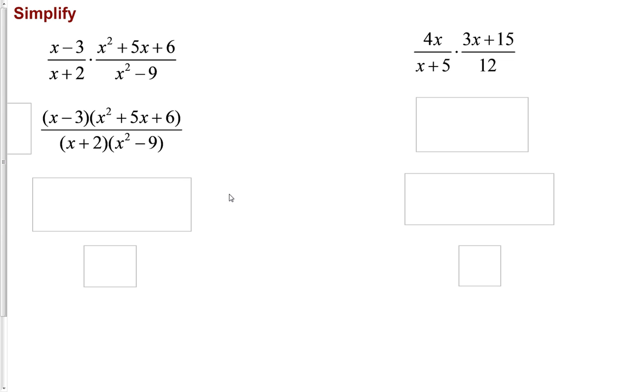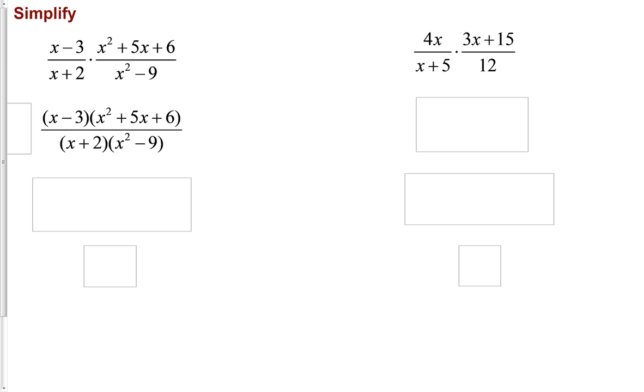So we need to do some factoring in order to find terms that are multiplied together that are the same in the numerator and the denominator. So in our numerator, x minus 3, you can't factor that any farther. That's as far as it's going to go. So we'll leave that.